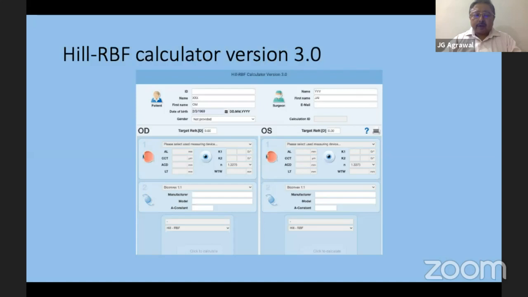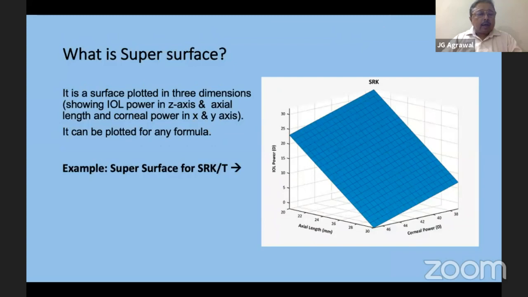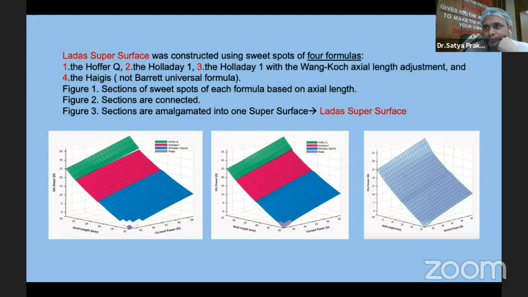Now come to the LADAS super formula. How does it work? The LADAS super formula is based on creating LADAS super surfaces from the sweet spots of multiple formulas. We have already told what the sweet spots are. They are the maximum correct responses for a given amount of input. Now, this is the example of the super surface of SRK/T. In this surface, plots are presented in 3 dimensions, showing the IOL power on the Z axis and the axial length and the cornea on the X and Y axes. It can be plotted for any formula. The LADAS super formula has been constructed using sweet spots of 4 formulas: Barrett Universal II, Holladay 1 with Koch axial length adjustment, and the Hoffer Q.